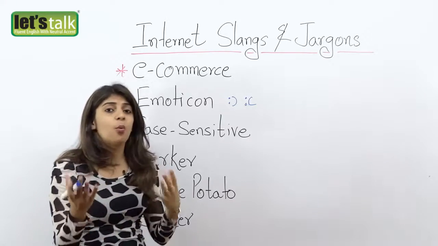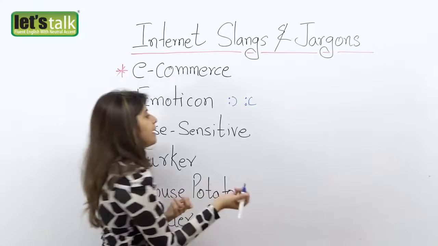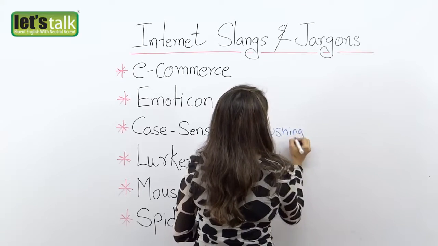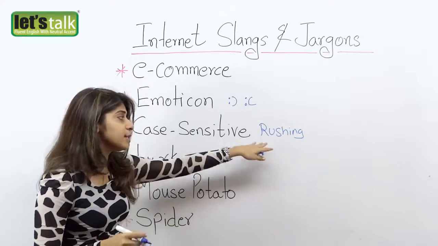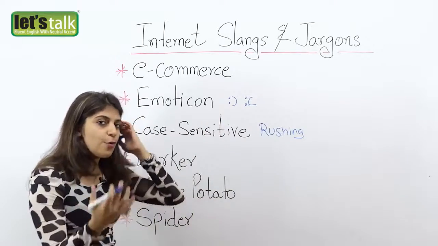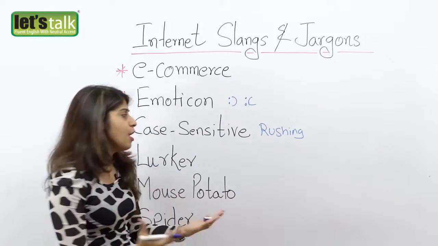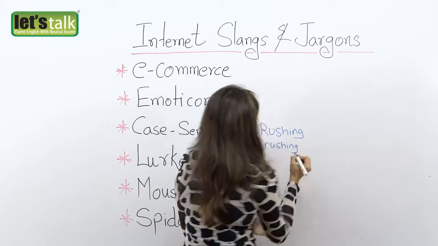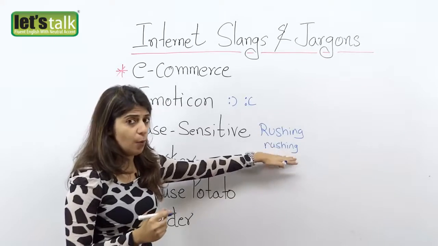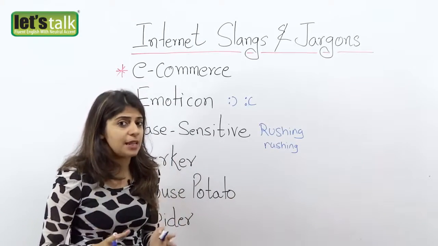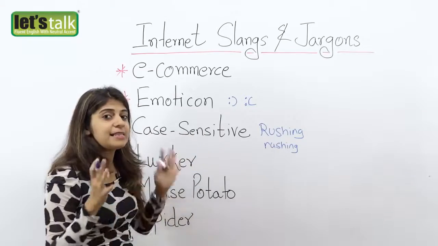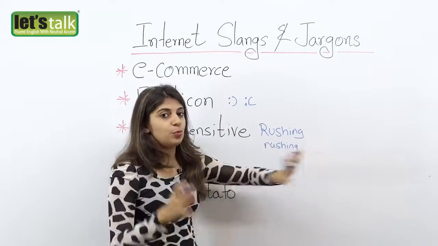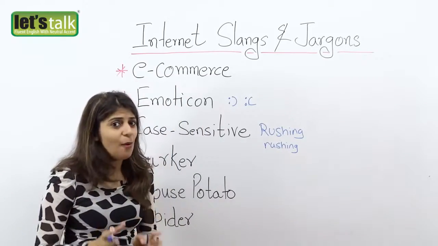For example, say your Windows password is Rushing. If it is case sensitive and you type in rushing, all in lowercase, then it's not going to be accepted. The reason is because it is case sensitive. So you are going to use a capital R and all others would be in lowercase, and that's how the password would be accepted.